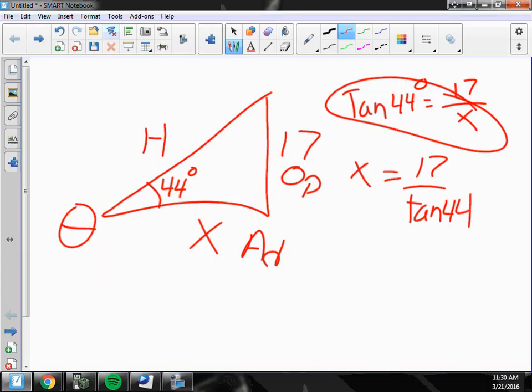x is 17 over the tangent of 44. Now before we solve it, what would we expect it to be? Bigger. Why bigger? Well, this is 44, so this is 46. So 17 is going to be what compared to x? 17 will be smaller, a lot smaller, a little bit smaller, just a little tiny bit smaller, because the angles are nearly the same. So we would expect 16 point something.